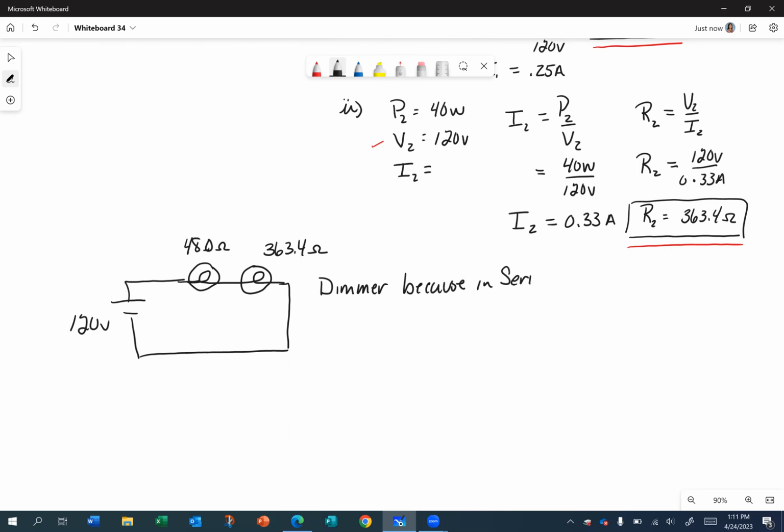So I can't use the same current. I can't use the same voltage. I can't use the same power. The only value that can carry over into this part is resistance. So again, if I call these bulbs 1 and 2, I can still say that the resistance of bulb 1 is 480 ohms, and the resistance of bulb 2 is 363.4 ohms.